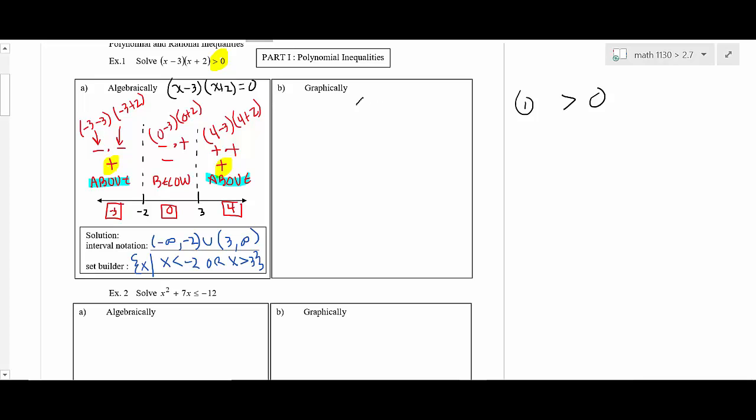Now graphically, it'll go like this. Without a graphing calculator, I want to just show you that this sign chart tells you exactly how this graph goes anyway. So the solution of this equation is 3 and negative 2, and we've already learned how to do this. So you have an x-intercept at 3, you also have an x-intercept at negative 2, like this.